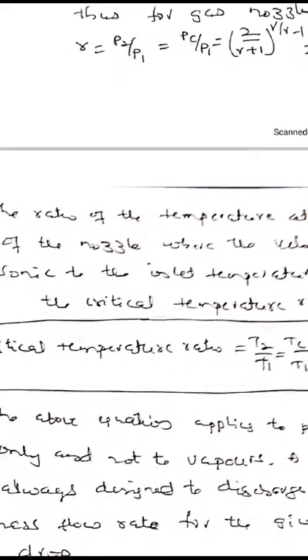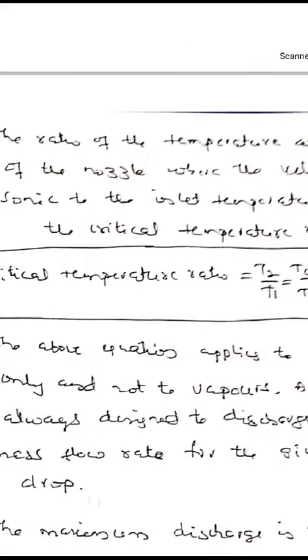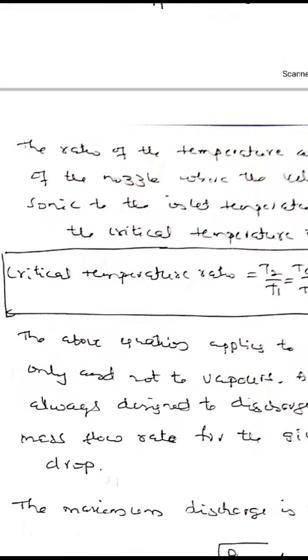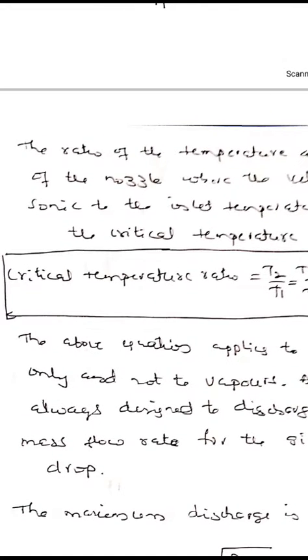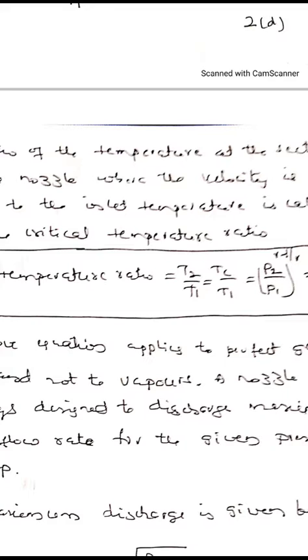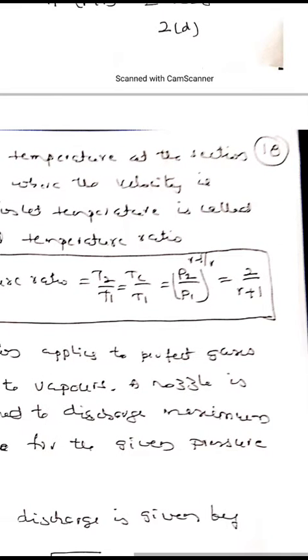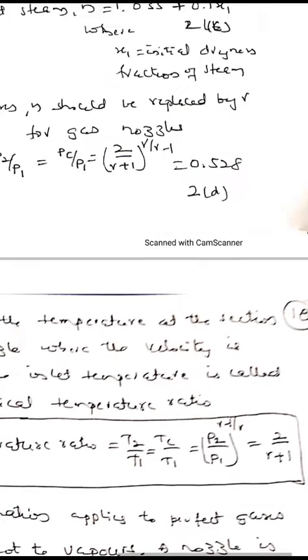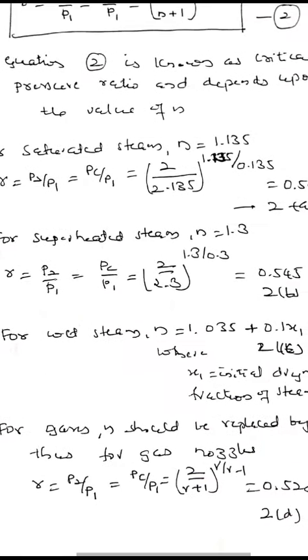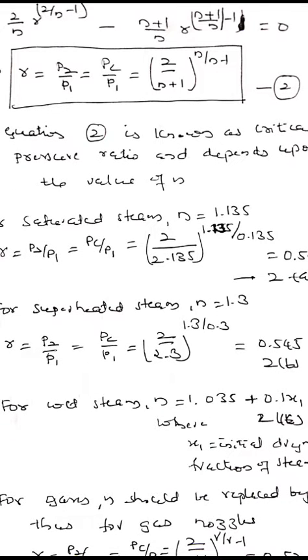Also, we will define a critical temperature ratio. Just now we have defined a critical pressure ratio. We also have a critical temperature ratio. T2 by T1 equal to Tc by T1 equal to (P2 by P1) raised to gamma minus 1 by gamma. So P2 by P1 is already defined. What is P2 by P1? P2 by P1 is (2 by gamma plus 1) raised to gamma by gamma minus 1.